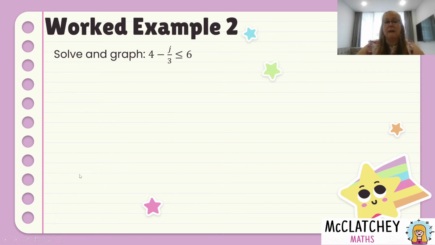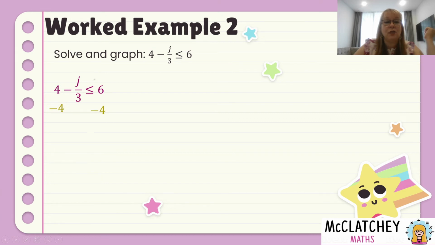All right, worked example 2. Now slightly more difficult because we are in Year 10 after all. We are doing more difficult things. We've got a fraction in here now. So what I'm going to do first is simply treat that less than or equal to sign like an equal sign. And I'm just going to follow my normal rules. So the first thing I'm going to do is I'm going to subtract 4 from both sides.